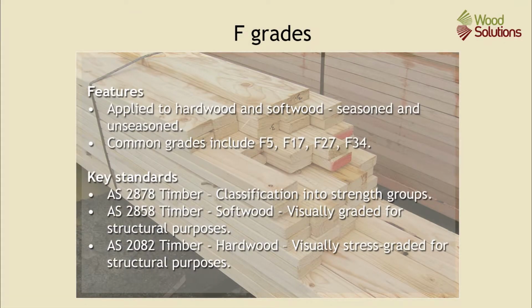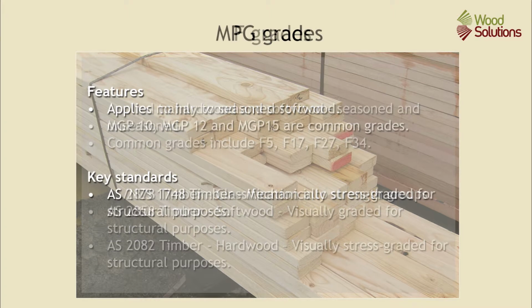F grades apply to both seasoned and unseasoned hardwood and softwood. The material is visually graded. Common stress grade terms include F5, F17, F27 and F34. The key standards covering F-grade material are AS 2878, timber classification into strength groups, AS 2858, timber, softwood, visually graded for structural purposes, and AS 2082, hardwood, visually stress graded for structural purposes.